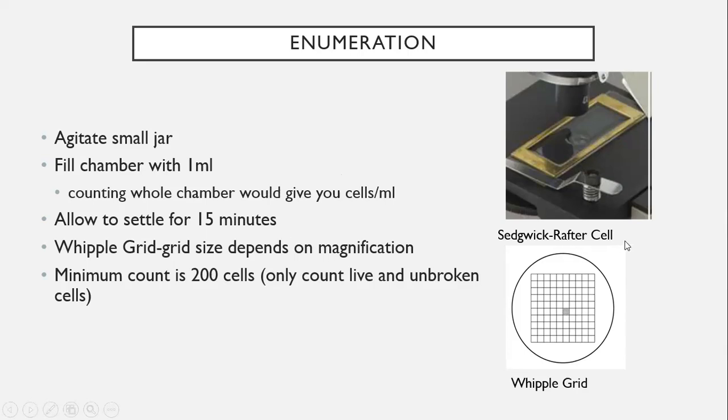Sedgwick Rafter cell. So you can see here, there's kind of a dip in it. So it actually creates a volume there. So once, oh, I skipped a step here. So when you're counting, if you were to count this whole chamber across, that would give you cells per milliliter. And that would take a long time. So there are some formulas used to extrapolate how many cells are in the whole chamber here. And I'll get to that next.